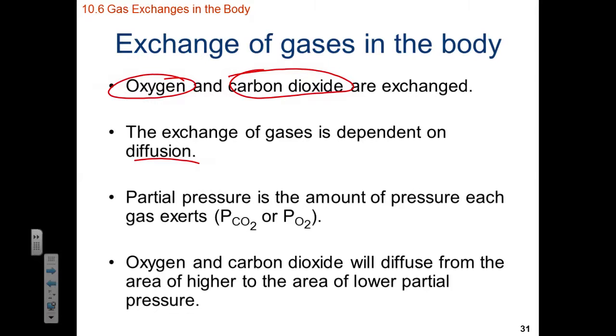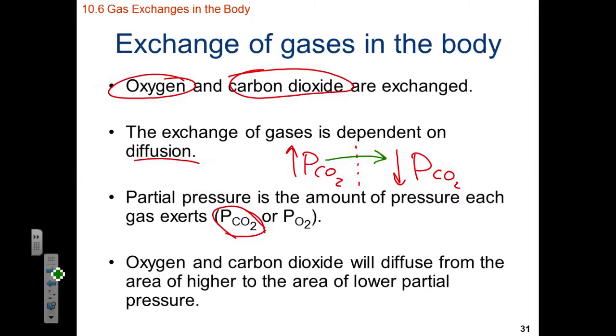So if we look at the partial pressures of these gases, if there's a high partial pressure of carbon dioxide on one side of a membrane, so if we have a high PCO2 on one side of a membrane and a low PCO2 on the other side of the membrane, what is going to happen is carbon dioxide will move with its concentration gradient. It'll go from the area of high concentration to the area of low concentration across that semi-permeable membrane.